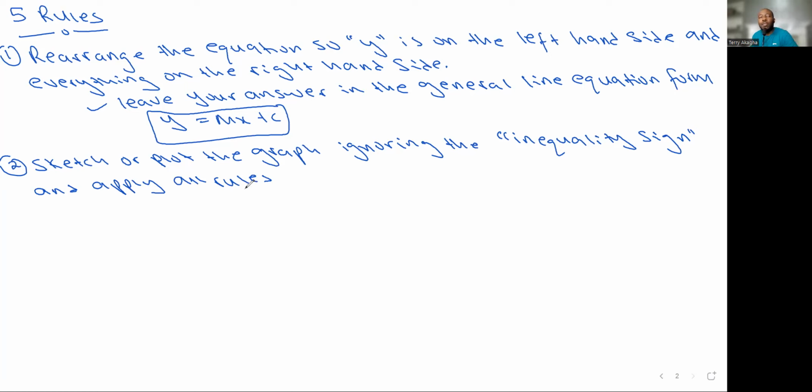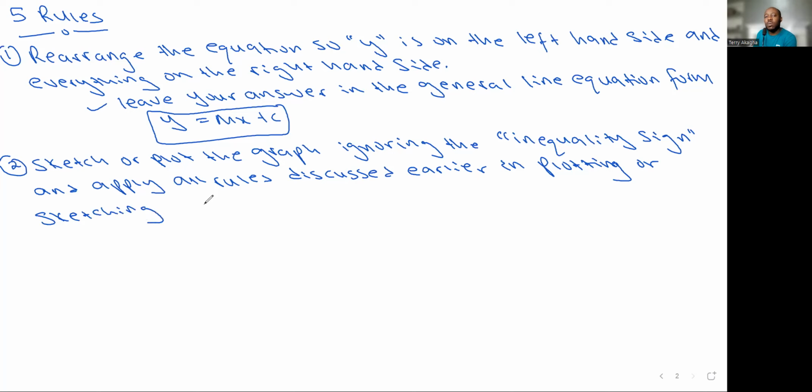So remember I told you for linear graphs, you need to find the x-intercept and you need to find the y-intercept, right? So go back to the previous video and watch that. We've discussed all these rules earlier, in plotting or sketching a linear graph.